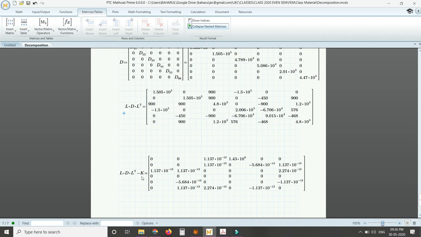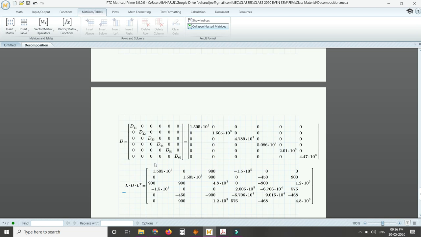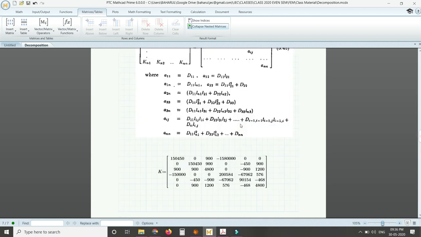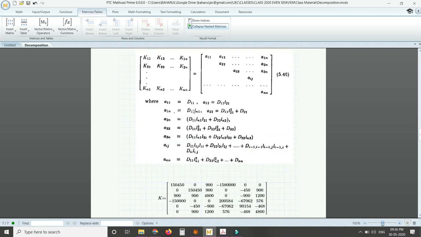We have decomposed the K matrix into three matrices, that is L, D, and L transpose. As we have already found the L and D matrix values, we can put the values in these equations and find the upper triangular matrix.